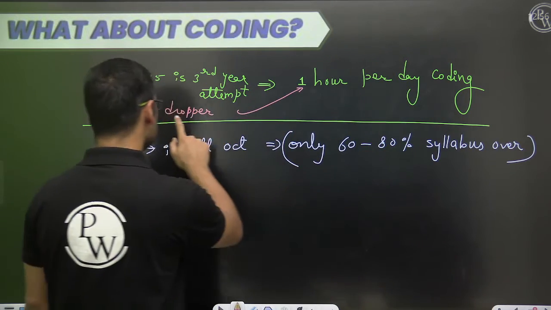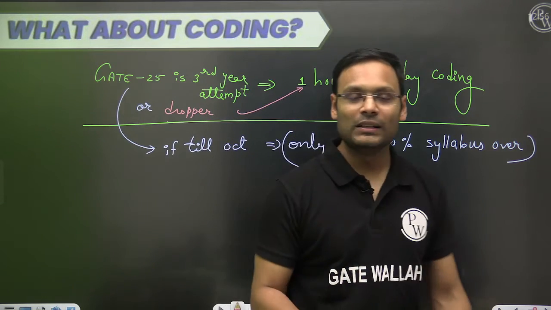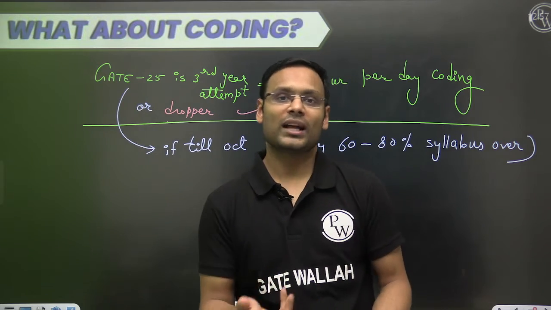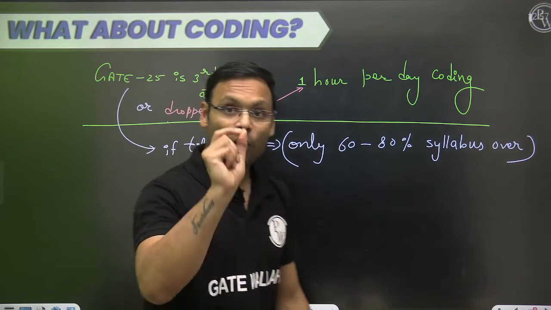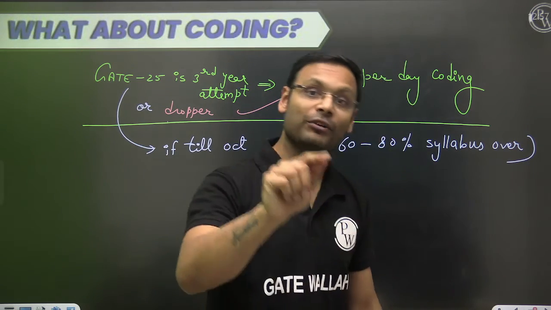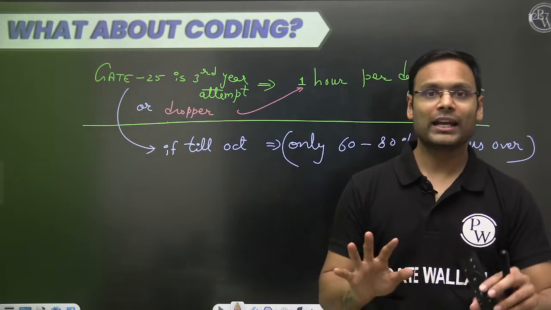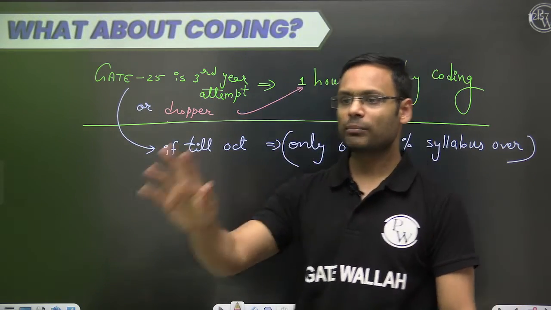This will help you in your MTech. You will not go empty-handed in your MTech. You will not have to say, sir, I prepared only for GATE, I don't have coding practice, what will I do? No, you will have coding practice also and you will be the topper of GATE also. 8 hours a day, 9 hours a day for your GATE preparation if you are a dropper, and 1 hour per day, 1.5 hours per day for coding practice also.